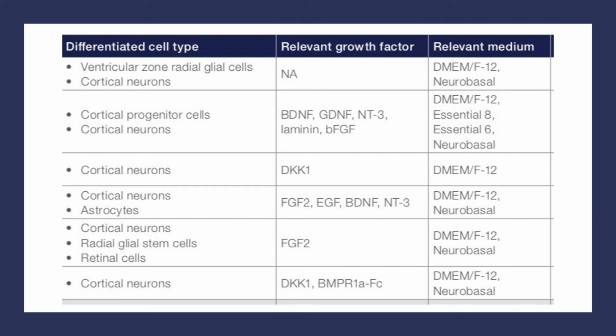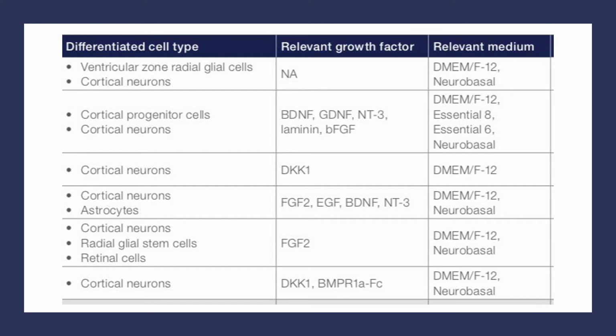So the first, up at the top, you have ventricular zone radial glial cells. It says relevant growth factor NA. I think that means that it's not applicable, and that's because people have not figured it out yet. So they're still using 10% serum. But if you look at the cortical progenitor cells and the cortical neurons, for example, here we are slowly starting to be able to sort out which factors are required. So here they have relevant growth factors.